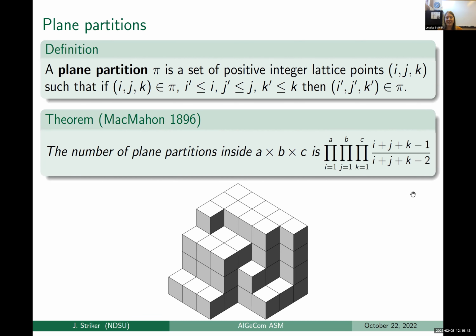But first, a definition. A plane partition is a bunch of cubes pushed into a corner. I happen to have a really big one here that a student 3D printed for me once.